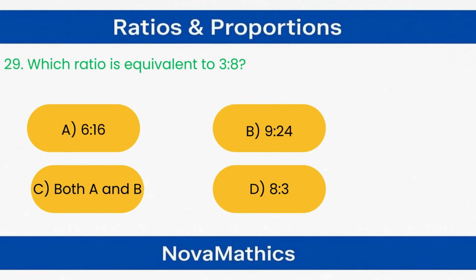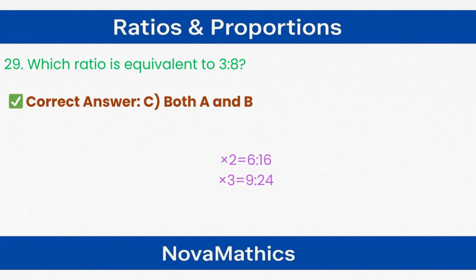29. Which ratio is equivalent to 3 to 8? Multiply by 2 or 3 to get equivalent ratios.